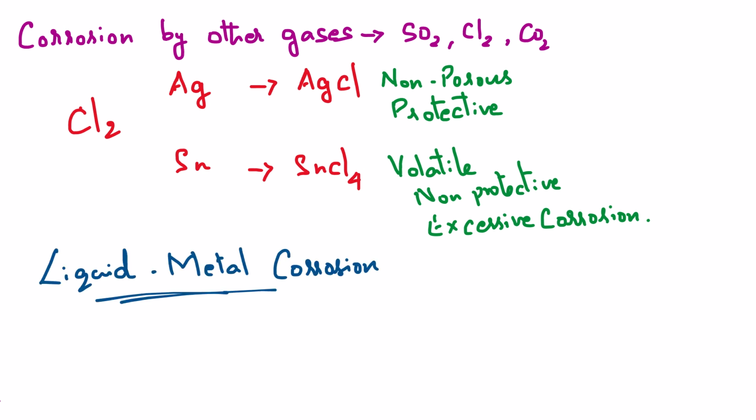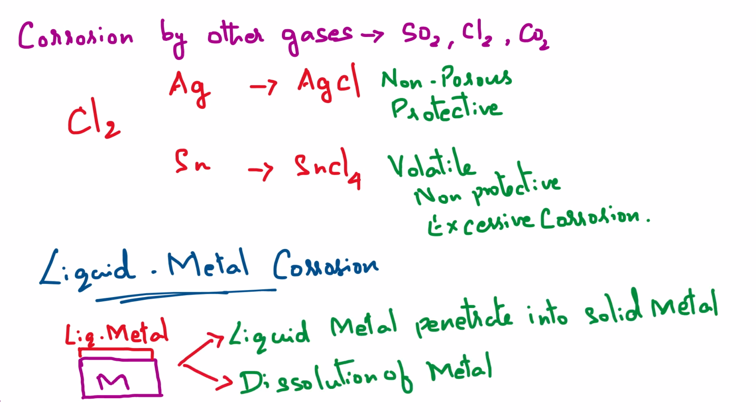Liquid metal corrosion. Consider a liquid metal flowing over a solid metal. Two things can occur, either the dissolution of the metal or the liquid metal can penetrate into the solid metal.